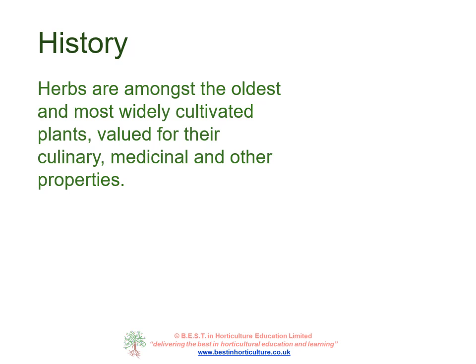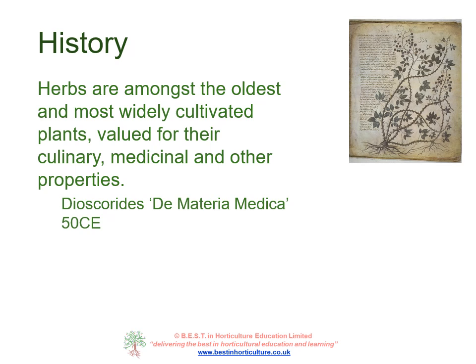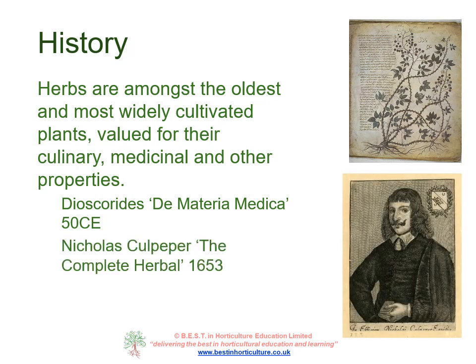A word or two about the history of herb cultivation. Herbs are amongst the oldest and most widely cultivated plants, valued for their culinary, medicinal and other properties. They've been cultivated since ancient times, and amongst the first writers to describe the cultivation of herbs were the ancient Greeks. One of the works that is most available to this day is written by Dioscorides, and it's his De Materia Medica, which was written around 50 AD or 50 CE. More recently, Nicholas Culpeper published The Complete Herbal in 1653, and this is still a staple work dealing with the cultivation and uses of herbs.